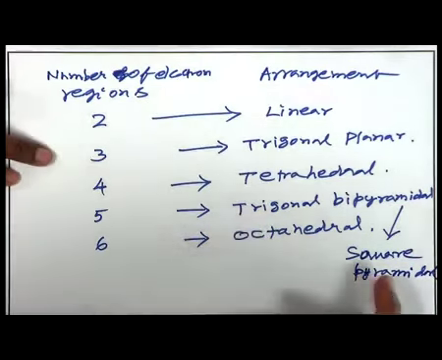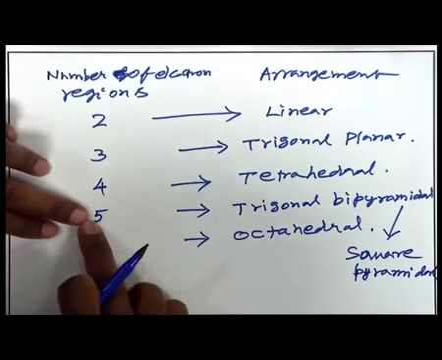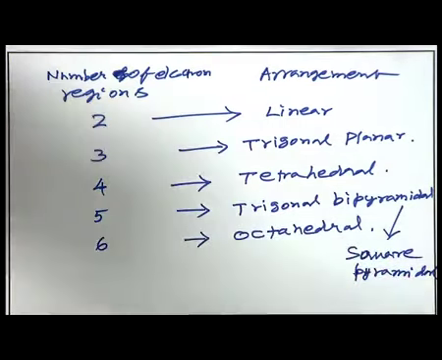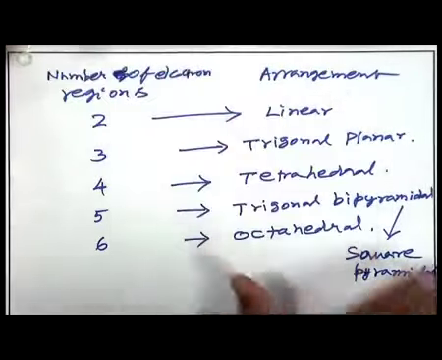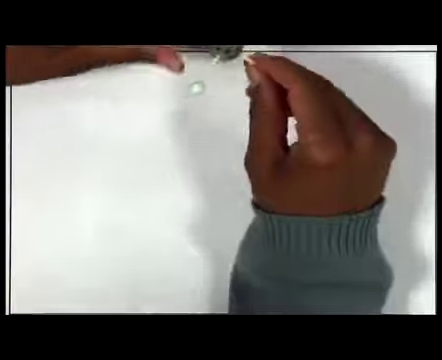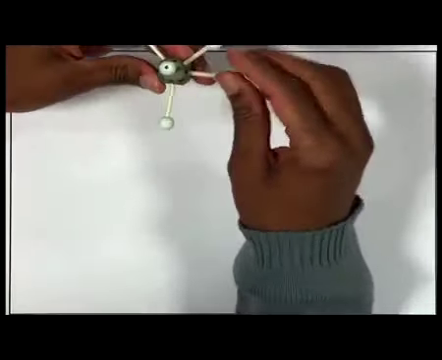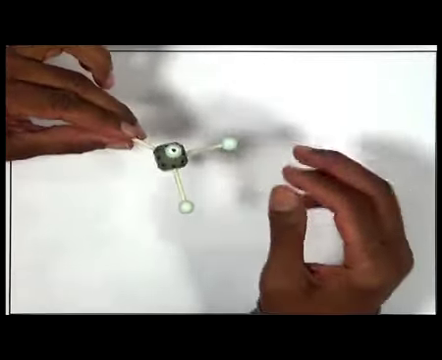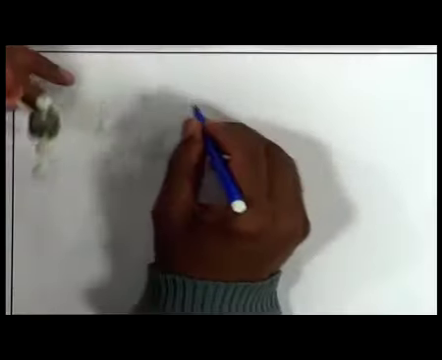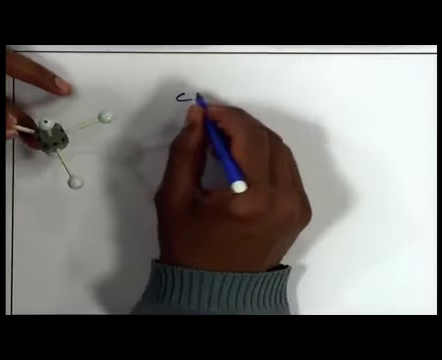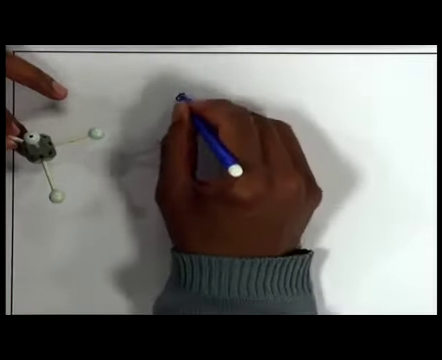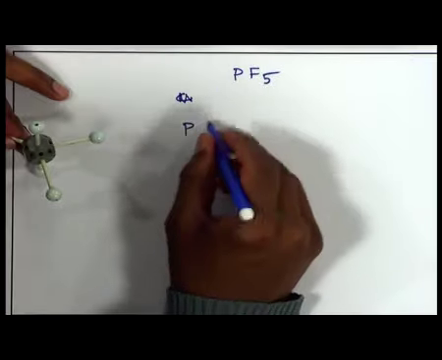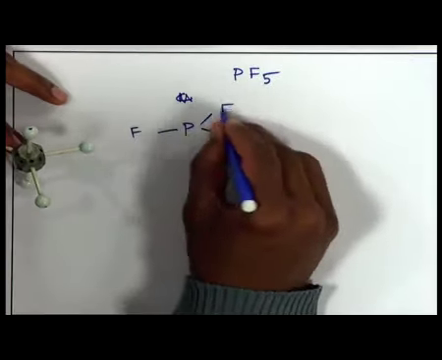So there are 2 ways of arranging 5 electron regions around the central atom. One is trigonal bipyramidal, another one is square pyramidal. So suppose you have 5 regions of electron density. This is called trigonal bipyramidal, and it can be drawn in this way. You have a central atom. For example, let me take the molecule PF5. The central atom is phosphorus, and the 5 fluorine atoms can be drawn in this way.